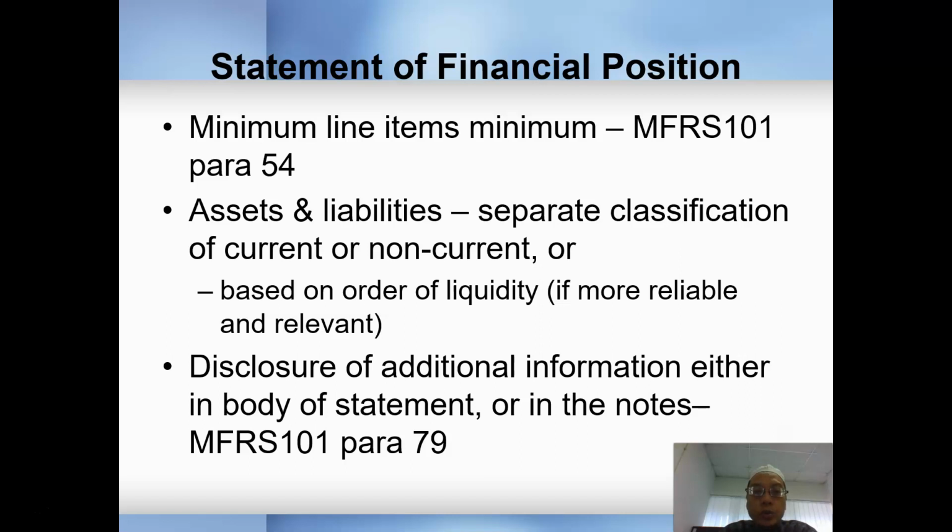Organizations should also disclose additional information either in the body of the statement or in the notes. In MFRS 101, paragraph 79 states the types of additional information that should be shown in the body of the statement of financial position, or put in the notes to the accounts. We will see examples of this later.